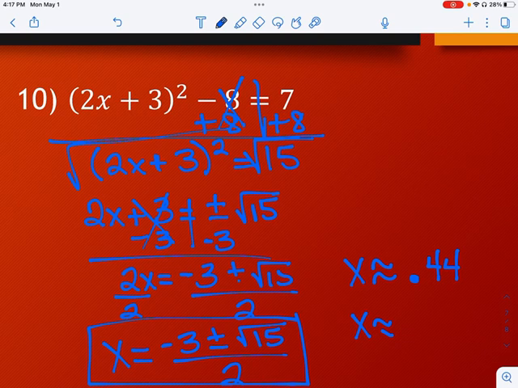Okay, then we're going to do the same thing again. -3 minus second square root of 15. And that's -6.872. Then we take that, divide that by 2, and we end up getting -3.44. And those would be our two approximates. And that's how we solve a quadratic using the square root method.